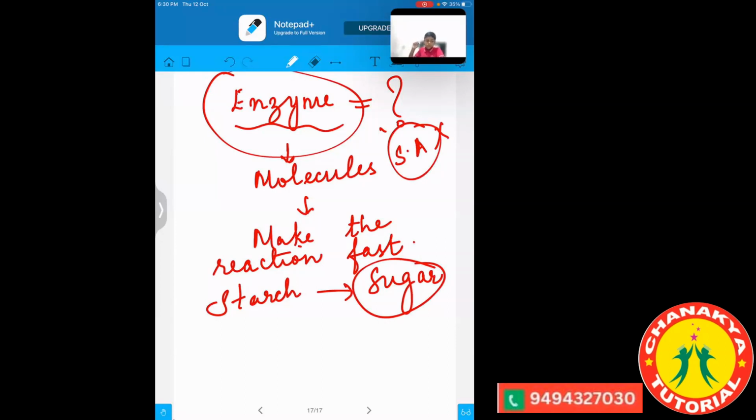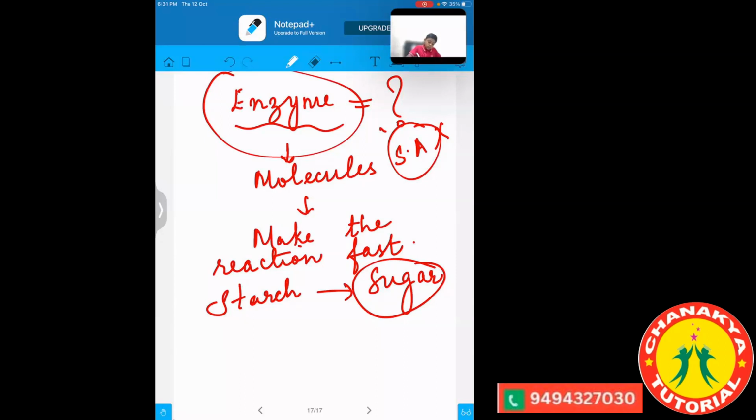But what do these enzymes do? They make the reaction so fast. Clear? Two main things they do: they break down the starch into sugar, and they make this process very fast. The same thing happens in our stomach also. In our stomach we have different types of enzymes. Why are they present? For making the reactions in the stomach fast.